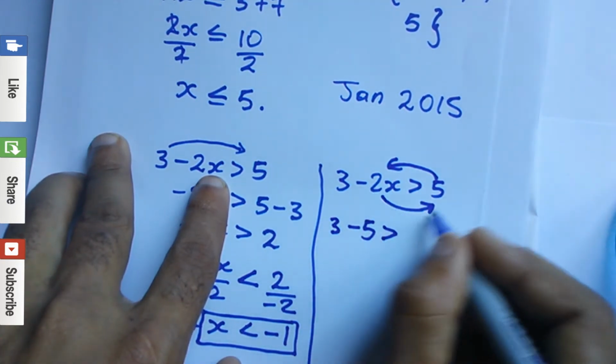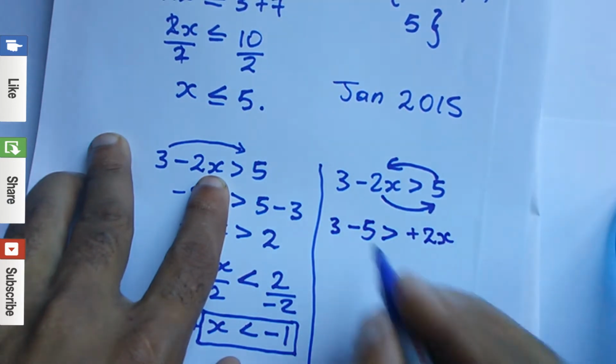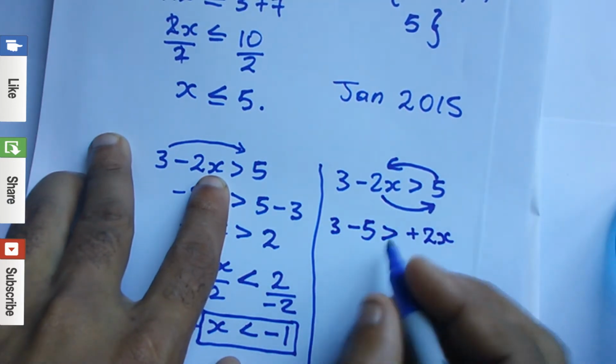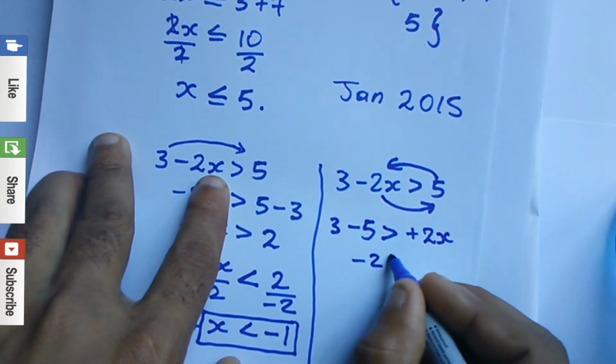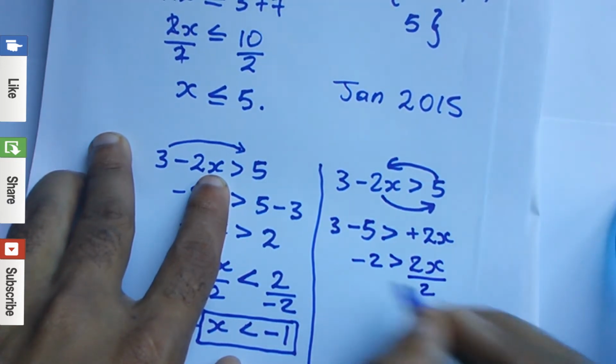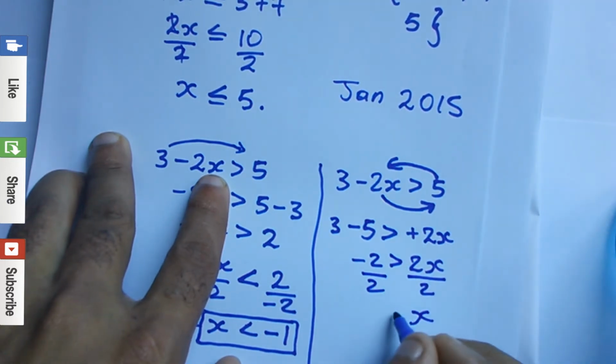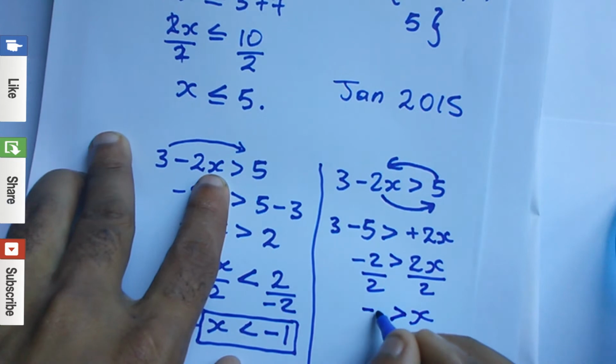this negative 2x, when it goes over this side, it's going to turn positive 2x. So 3 minus 5 is negative 2 greater than 2x. Remember, we're solving for x. I'm going to have to divide both sides by 2. So 2 would cancel 2. So I would have x less than negative 1.